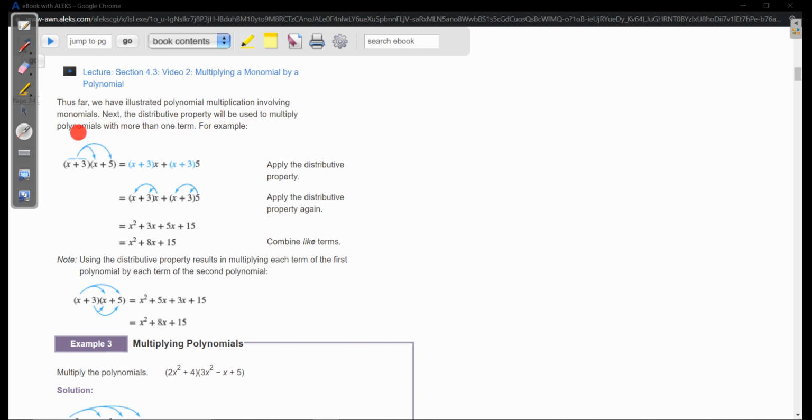For example, maybe you're familiar with something called the FOIL form: first, outer, inner, last. So what you do basically is you have x plus 3 times x plus 5. What you're going to do is multiply.